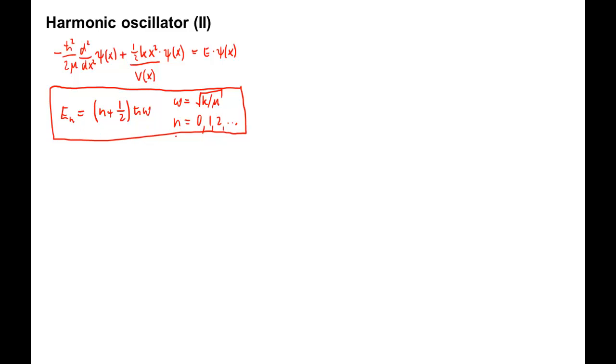Note that the quantum number n for the ground state is 0, in contrast to the particle in the box where the ground state quantum number was 1. This is purely a matter of convention.